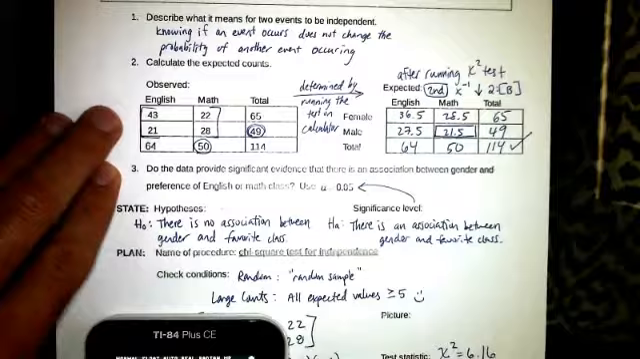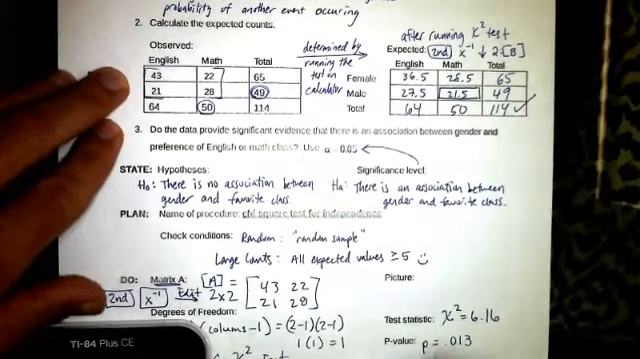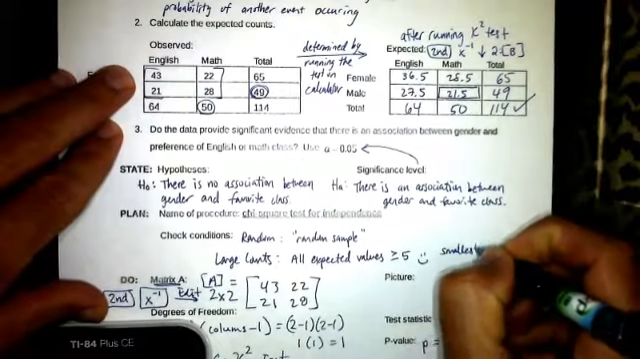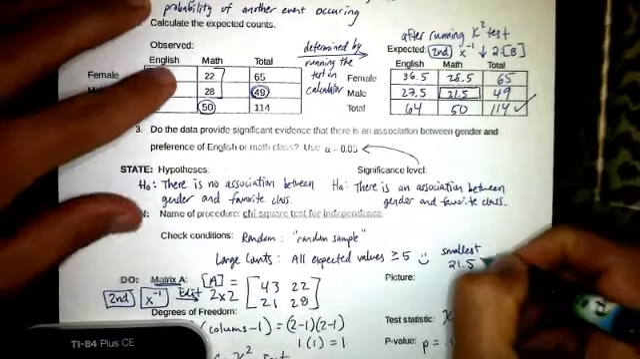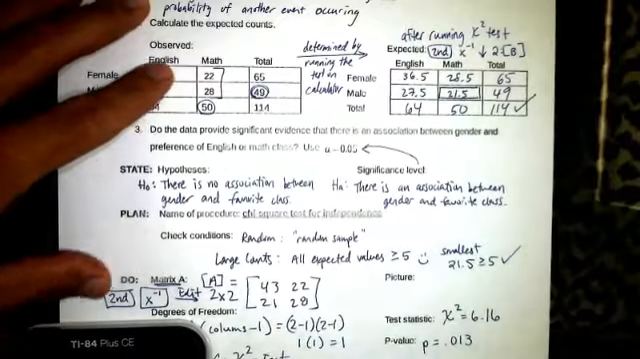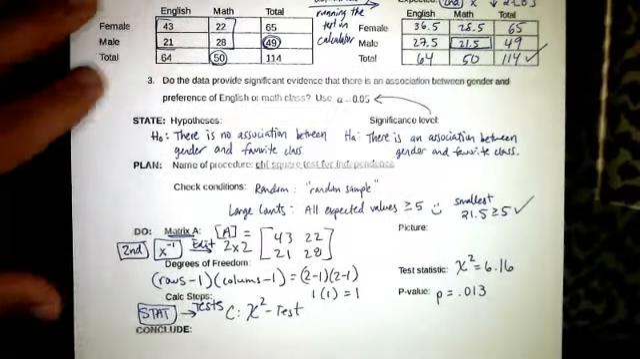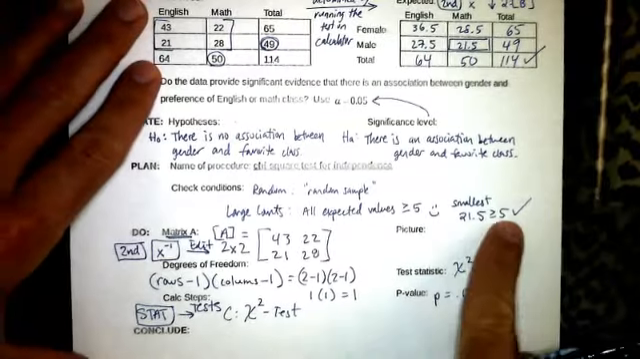And if we notice the one that I've highlighted there, the males who prefer math, that's our smallest number. And our smallest of 21.5 is greater than or equal to 5. So our large counts condition is good. Some of you doing your project here might have to go find more data because that might not be true.